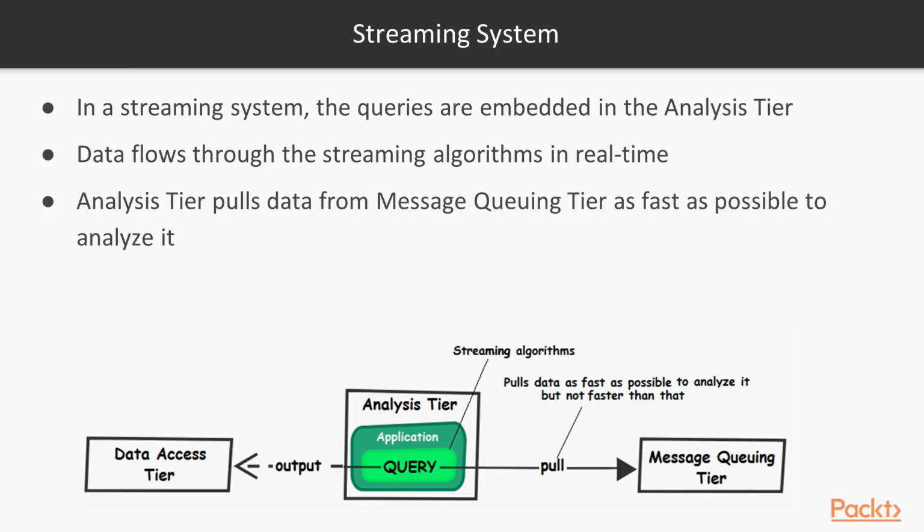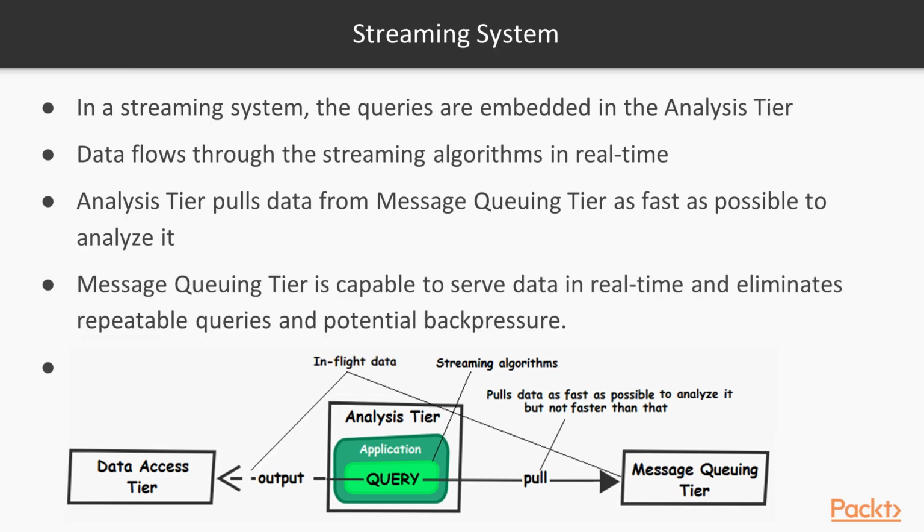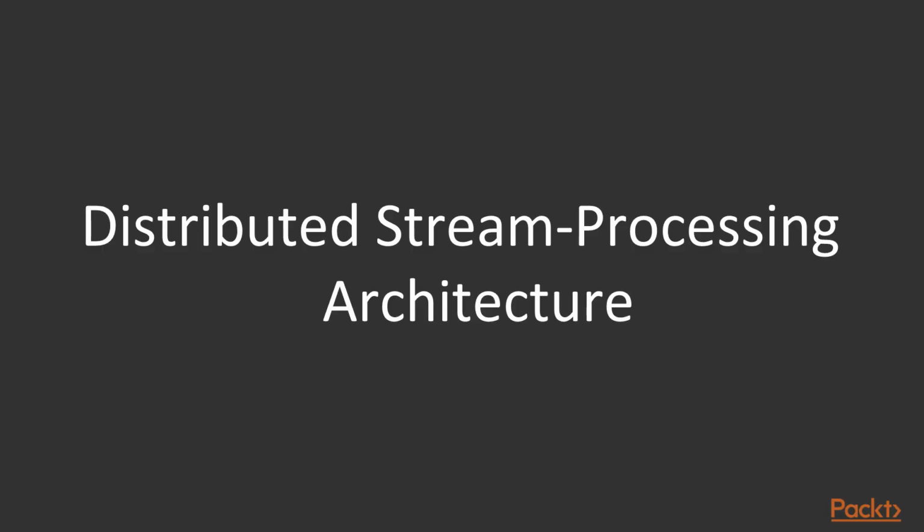In order to analyze the data, the analysis tier pulls data from the message queuing tier as fast as possible, but not faster than that. This means that the message queuing tier is capable of serving data in real time and eliminates repeatable queries and potential back pressure.